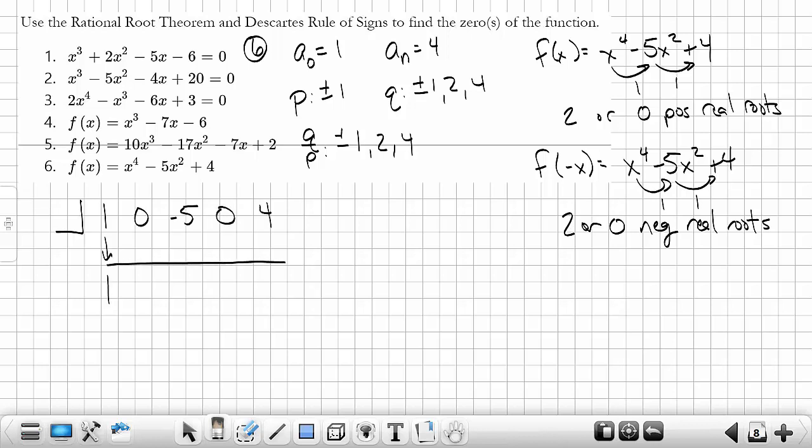So we've got 1, 2, or 4. We're doing positives. Let's try 1. Should work out. We have 1 times 1 is 1, plus 0 is 1, is negative 4, is negative 4, is 0. Fantastic. So 1 is one of our positive real roots. Let's try to find our other positive real root. 1, 1, negative 4, negative 4.